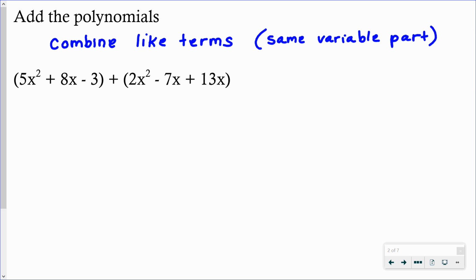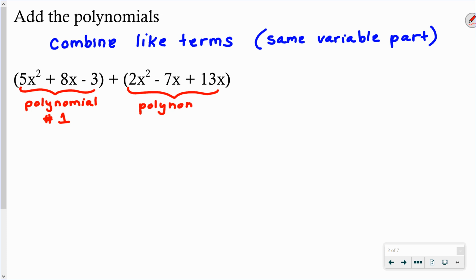So in our first example here, we have two polynomials. So this is polynomial number 1, and this is polynomial number 2. The only reason there are parentheses around them is just to show that they are grouped together as a polynomial. But that being said, we are completely allowed to break them up. So all you have to do is identify what terms are going to go together.